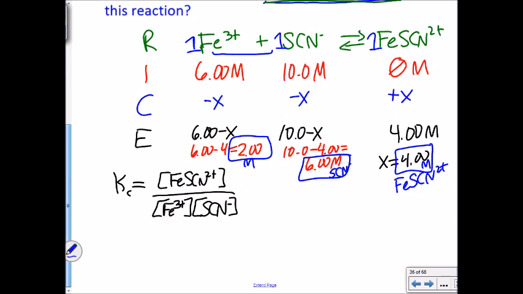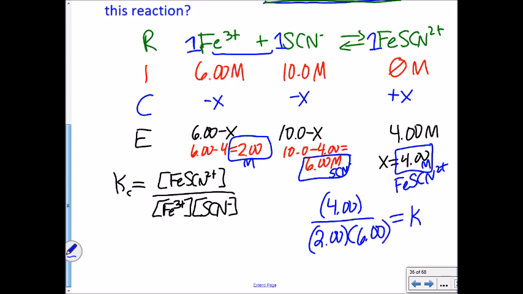So we're going to have 4 on the top over the 2 times the 6. That's going to give us our K. And you will plug and chug now. And we end up with K being 0.333. So that's the first example of a Rice chart.